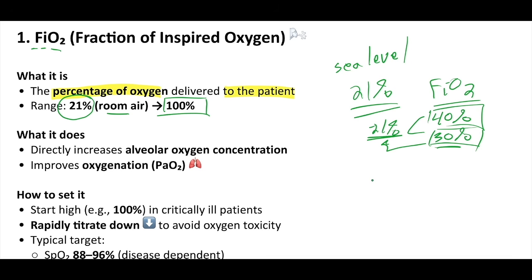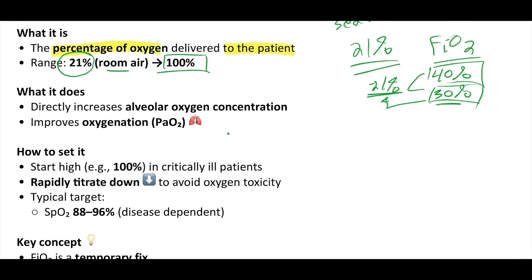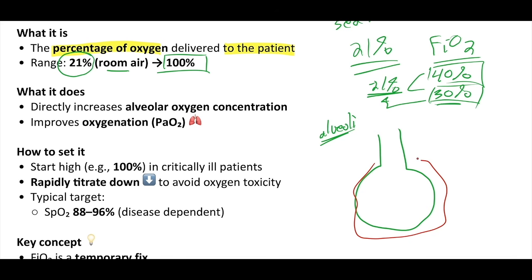So what does the FiO2 do? We've talked about this a little bit, but this directly increases the alveolar oxygen concentration. And if we're going to break down what that means, our lung is composed of many thousands of alveoli. These are little balloons, and they have blood vessels on the outside of them. They're very thin walled, and air travels in, expands the alveoli, or alveolus, and then that oxygen diffuses into the bloodstream.